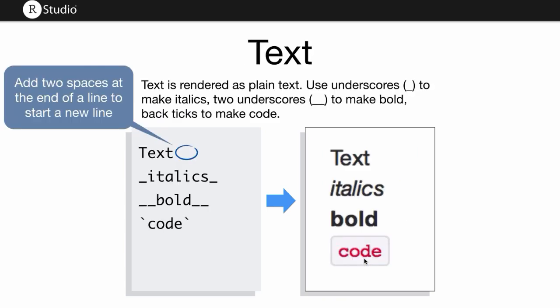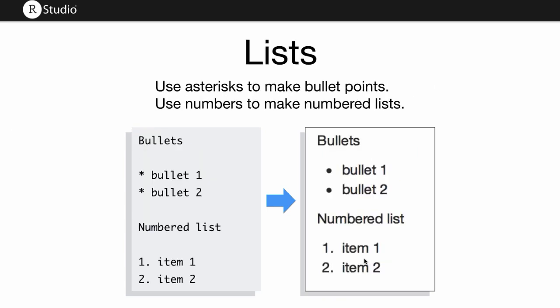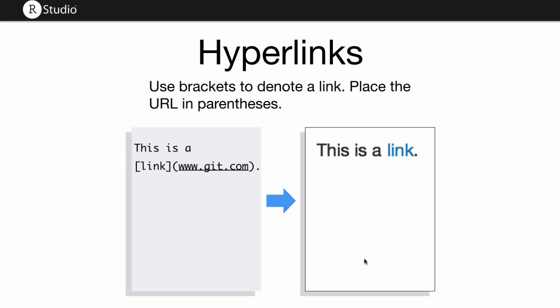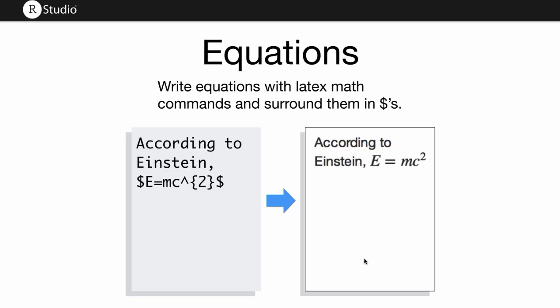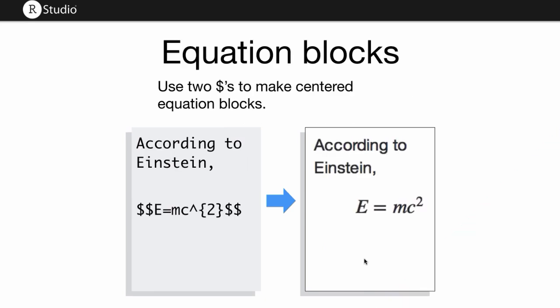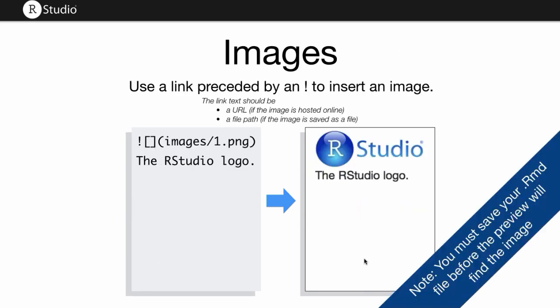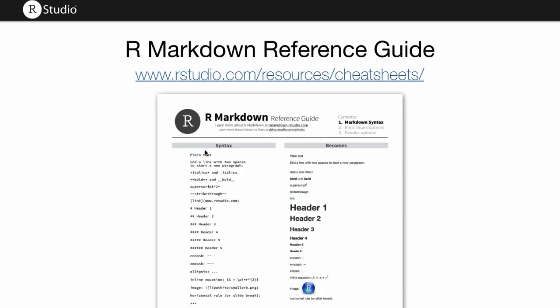You create bulleted lists. You can also create numbered lists just by using numbers with a period after them. We made a hyperlink. We made an equation. Make an equation block. Then you could add images to a Markdown file using syntax similar to the hyperlink, except you put an exclamation before the hyperlink, and you don't need any link text in the brackets there. What you do need is to have the image exist alongside your R Markdown file, and the link to the image, you could use a URL, but if you're using an image that exists alongside your file, the link should be the file path to that image.